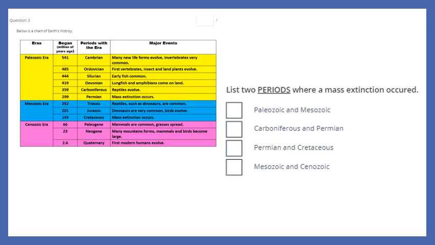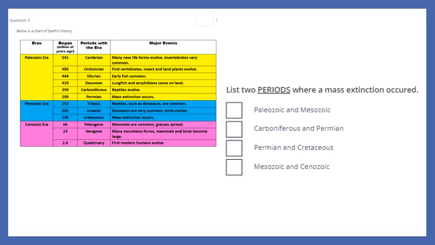Okay, question 3, you're going to see the same chart. Below is a chart of Earth's history. List 2 periods where a mass extinction occurred. A, Paleozoic and Mesozoic. B, Carboniferous and Permian. C, Permian and Cretaceous. D, Mesozoic and Cenozoic.